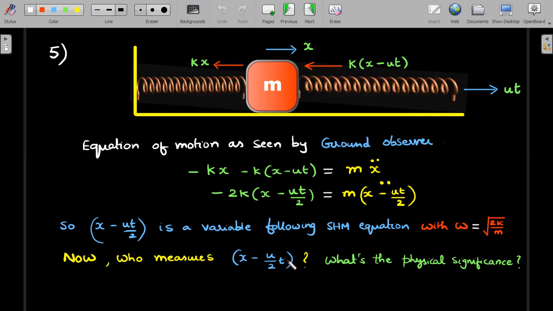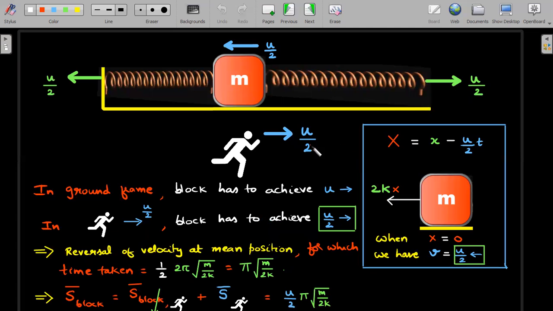Now, who measures x minus ut by 2? If a ground observer measures x, who measures x minus ut by 2 in a different frame? What's the physical significance? Let's try to answer this in the next slide. I would say ut by 2 is nothing but a constant velocity u by 2 traveling for a time t. So I'll depict that as an observer, or a frame of reference, moving towards the right with u by 2. In this frame of reference, any x coordinate, which I refer to as capital X, is nothing but small x minus u by 2 into t.